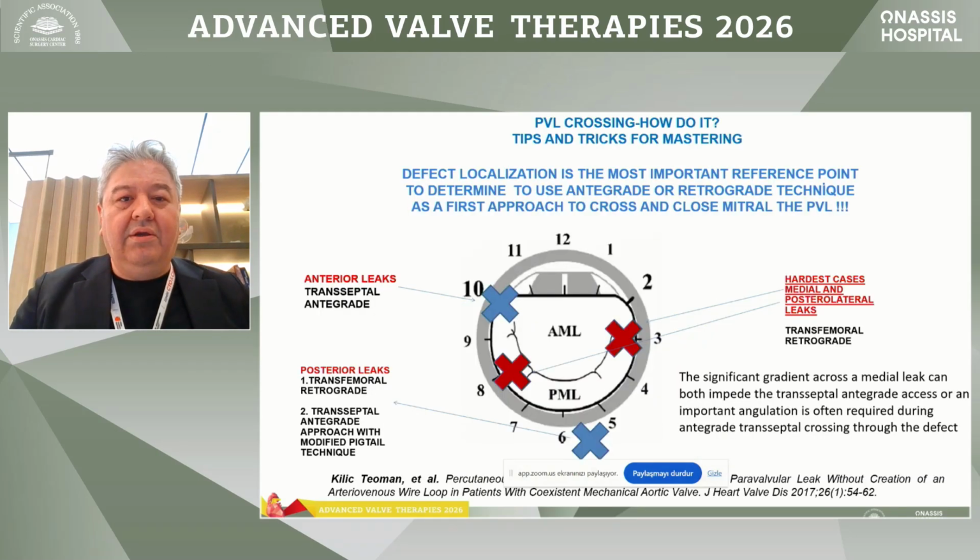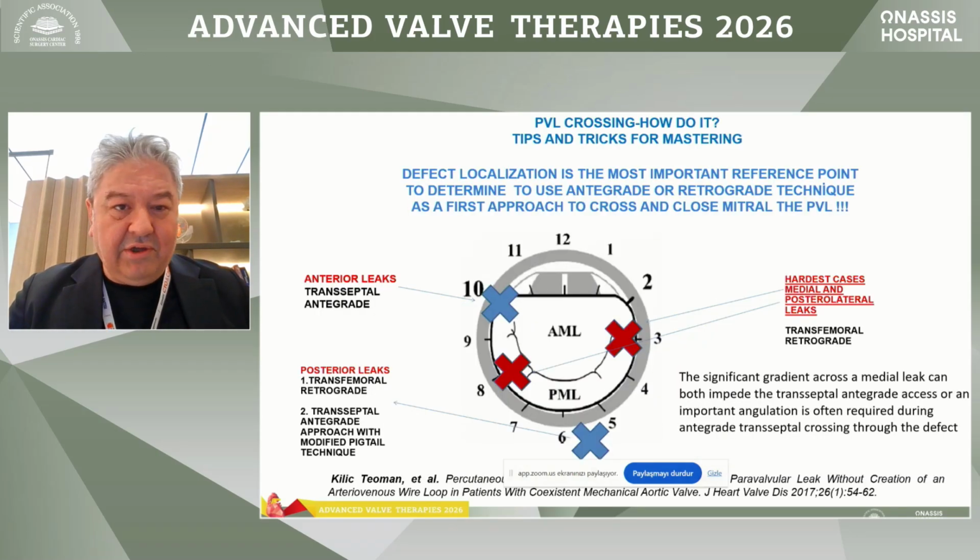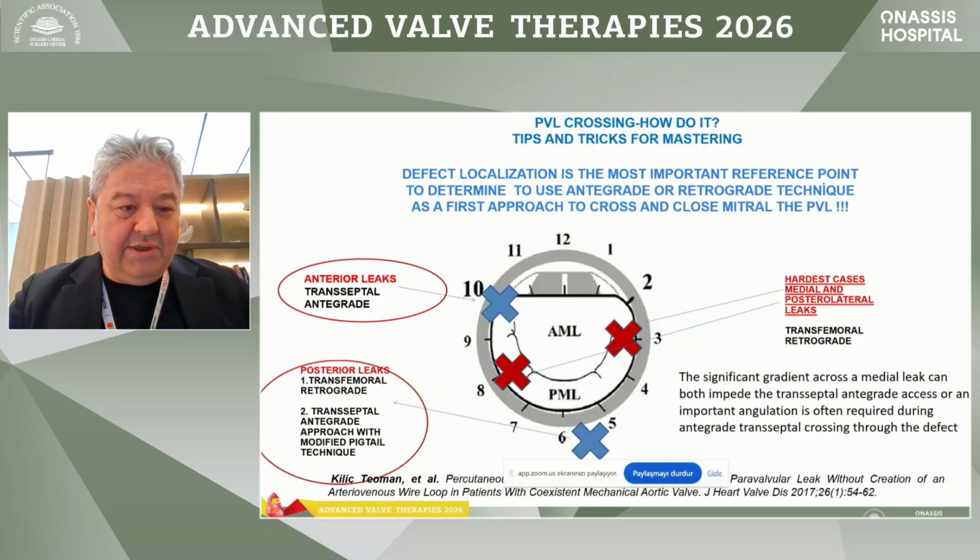So how can we cross the paravalvular leak? The defect localization is the most important reference point to determine whether to use an antegrade or retrograde technique as a first approach to cross and close a mitral paravalvular leak. For the anterior leaks, I always prefer the transseptal antegrade approach. For the posterior leaks, I always begin with transfemoral retrograde.